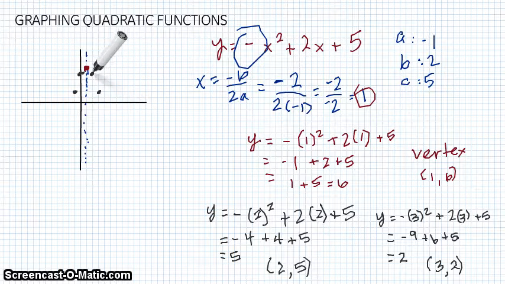Okay, we've got points. We're set to make our curve now. Parabola looks like a U. So you'll do your best to go through all those points. Make a U and remember to put your arrows.